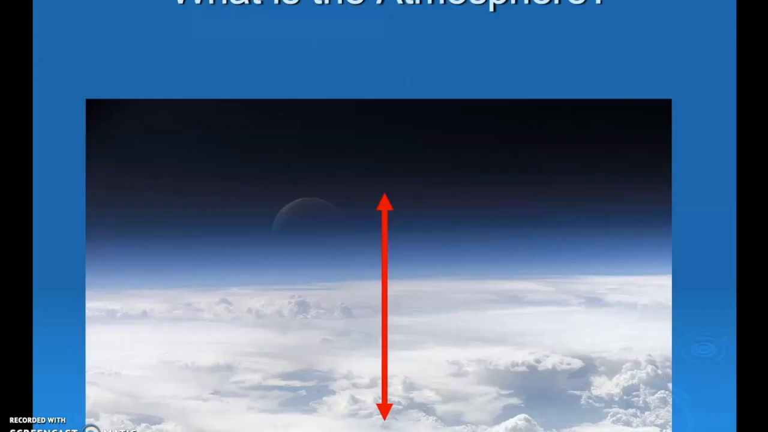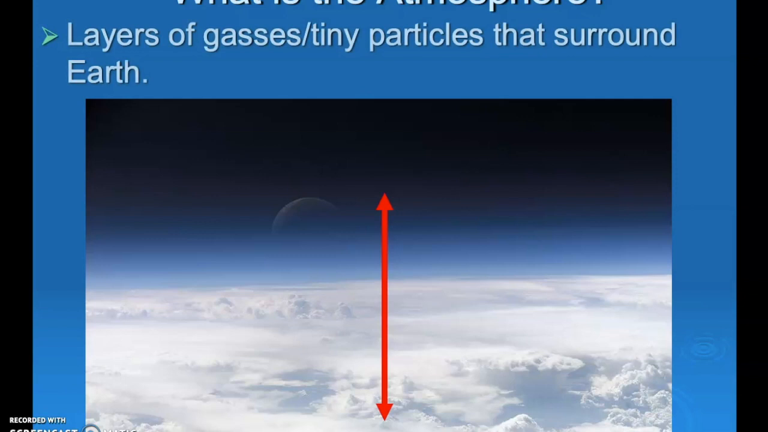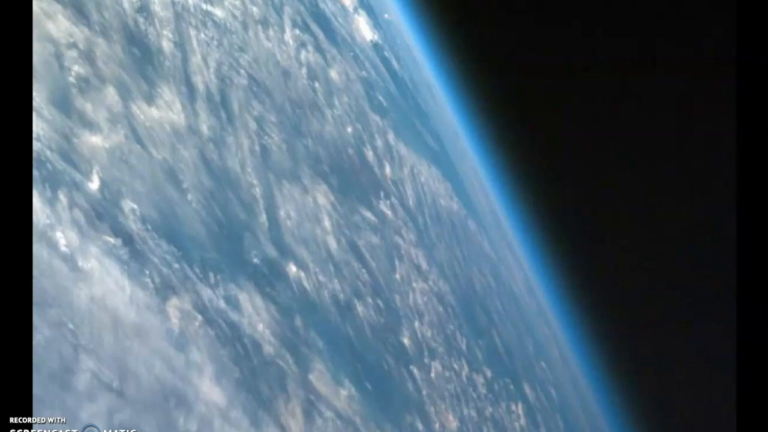So, what exactly is the atmosphere? The atmosphere is made up of layers of gases or tiny particles that surround the Earth. And once you surpass the last gas molecule surrounding Earth, you have traveled outside of the Earth's atmosphere, and you would now be in outer space. So this is a picture taken from a satellite, and this blue glow that you're seeing is the gas molecules, or the atmosphere, of the Earth.